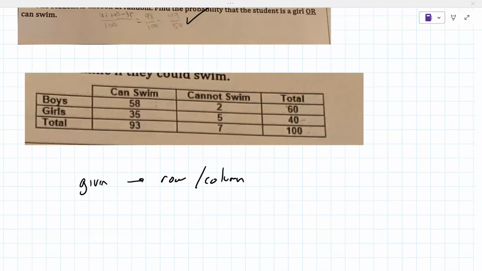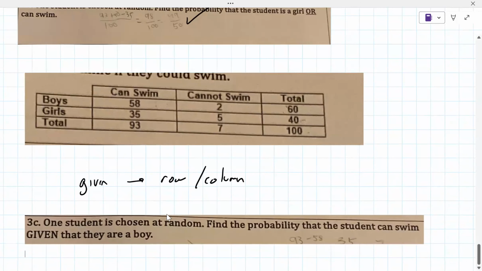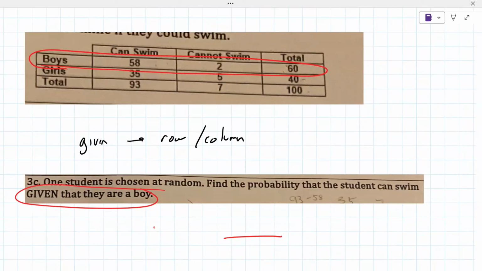So given that they are a boy, let me snip that in. Is that a row or a column? Are boys rows or columns? Boy is a row. So you only care about this row right here. This is your universe. You don't care about anything else. So how many boys are there? 60. And how many of them can swim? 58. There you go. So that's all I do. That's all you do.